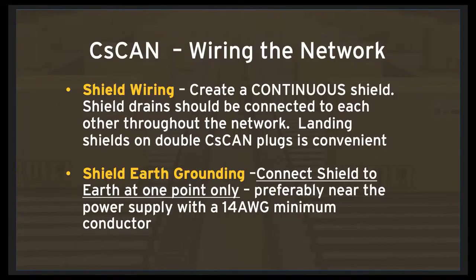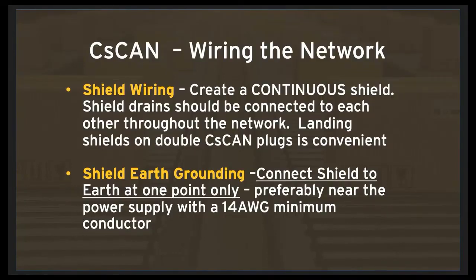You could connect them to each other by landing them on the CsCAN plugs. That's perfectly fine. Make those shield drains connected to each other on the entire network so that now you have effectively a continuous shield. Now, what about grounding or earthing of that shield? Well, you're only going to connect that new continuous shield to earth at one point only, preferably near the power supply if that's where V- is earthed, for instance, and you're going to want to ground it with at least a 14 AWG conductor.